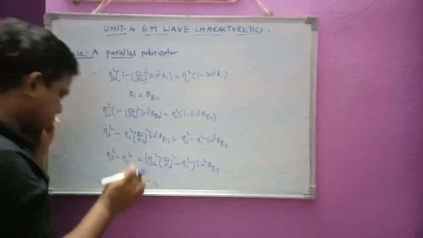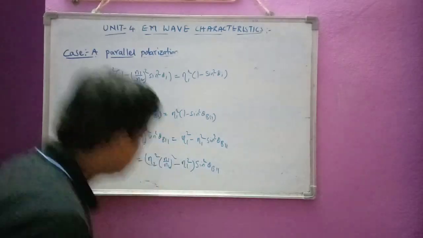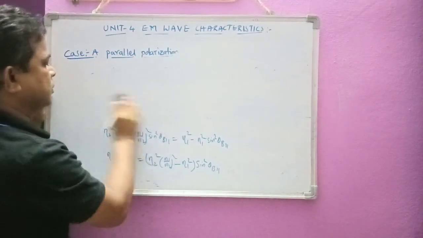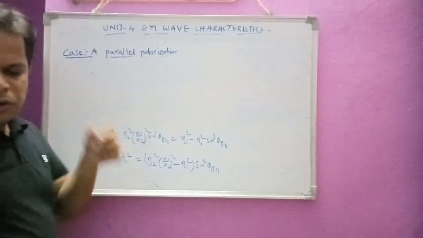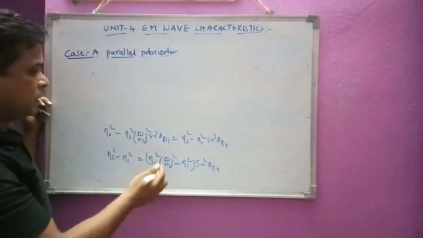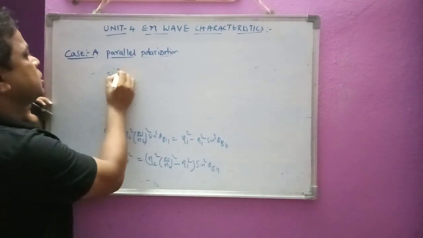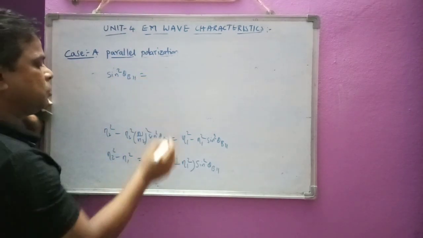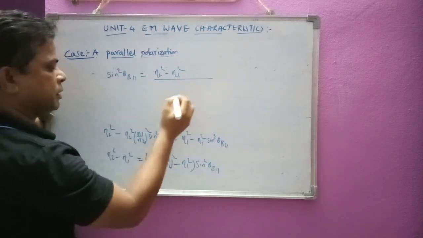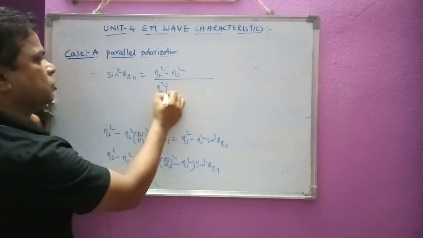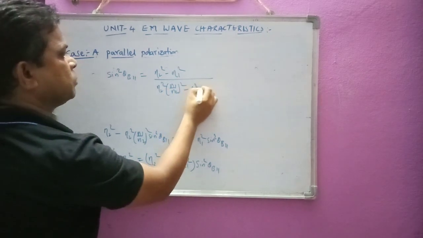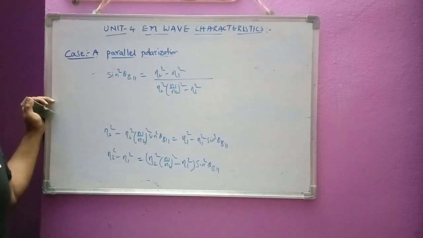Now I have to use the values of eta 2 and eta 1 here. Eta 2 is equal to square root of mu 2 by epsilon 2, and eta 1 is square root of mu 1 by epsilon 1. So sin square theta b parallel is equal to (eta 2 square minus eta 1 square) by (eta 2 square into (n1 by n2) whole square minus eta 1 square). Okay, so that is what we are going to get here.